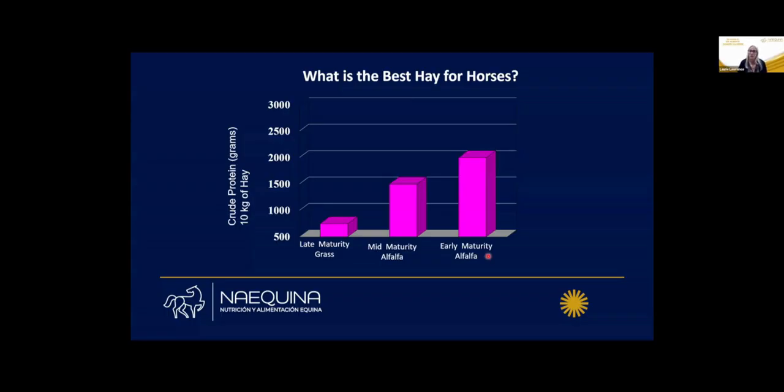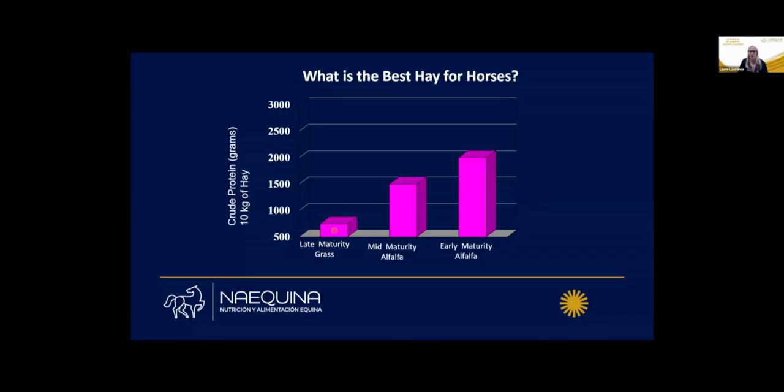So the question becomes, what's the best hay for horses? This graph that I have created has 3 different types of forages. We have late maturity grass, so this would be something like a late maturity orchard grass or a late maturity Bermuda grass, something of that nature. Then we have some mid-maturity alfalfa, so probably mid-bloom, and then an early maturity alfalfa. I have then calculated, based on consuming 10 kilograms of hay, so that would be about 2% of body weight for a 500 kilogram horse, the grams of crude protein that would be provided by this 10 kilograms of hay. So I hope that's clear.